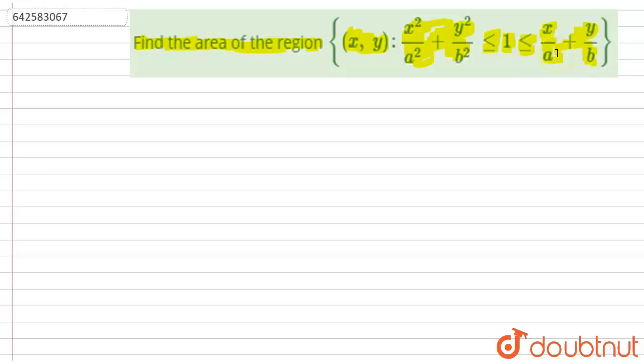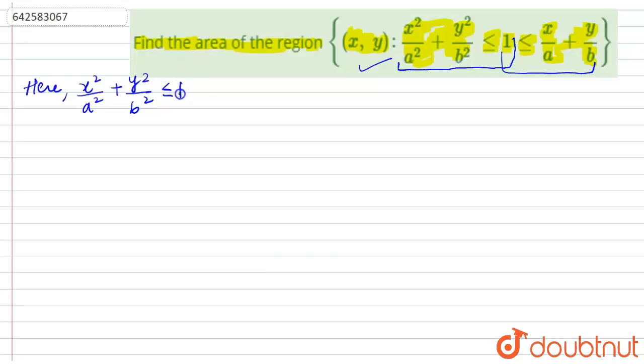So students, first of all you need to understand this set that is given in this question. So what is this set? This consists of two curves, the first is this one and the second is this line. The first curve is x square upon a square plus y square upon b square is less than or equal to 1. So let's see how we can draw the graph of this curve.